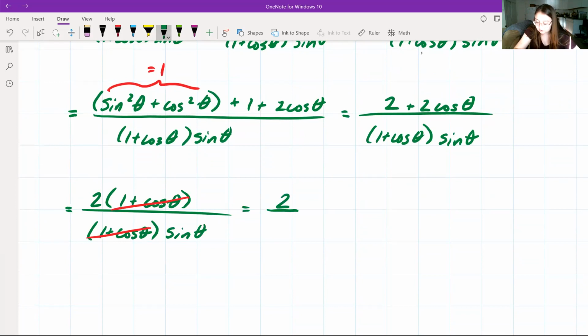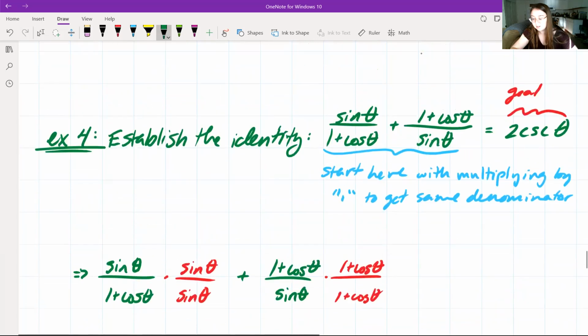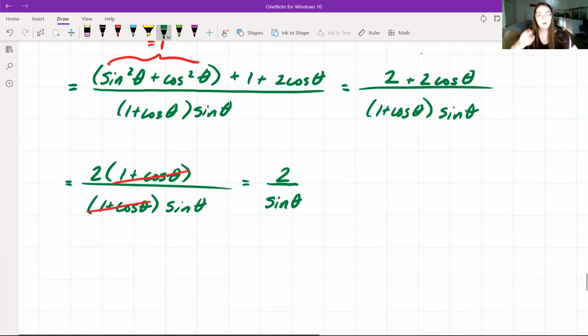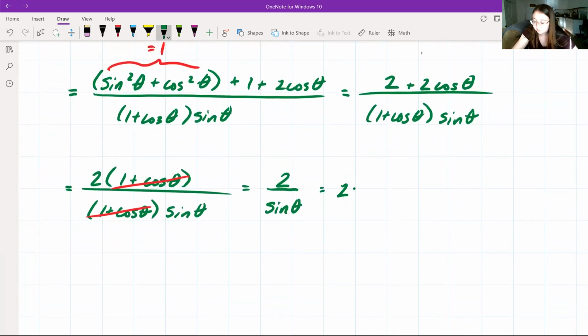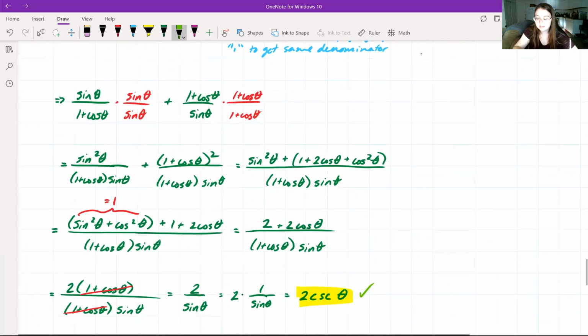This then gives us 2 divided by sine of theta, which is a single ratio, but we know that our goal answer here is 2 cosecant of theta, so we're going to rewrite this as 2 times 1 over sine of theta, which gives us 2 cosecant theta. And that was our goal, which we've now established this identity as well.